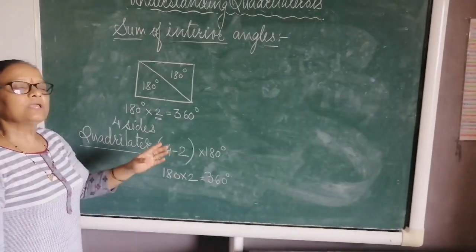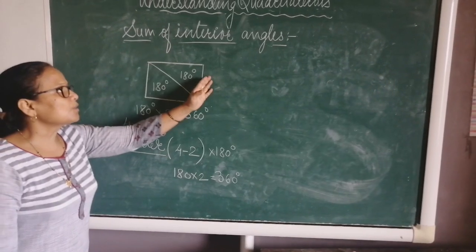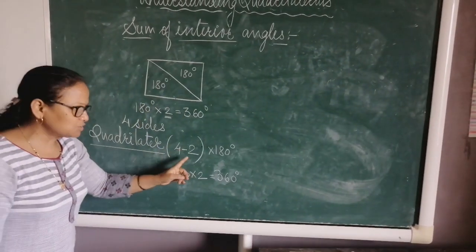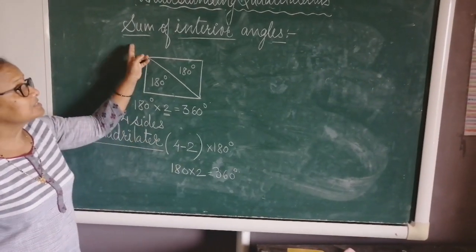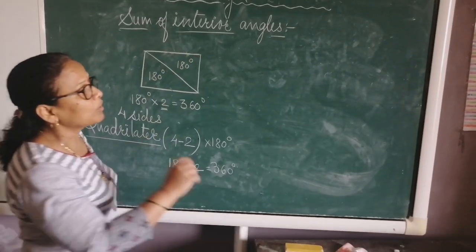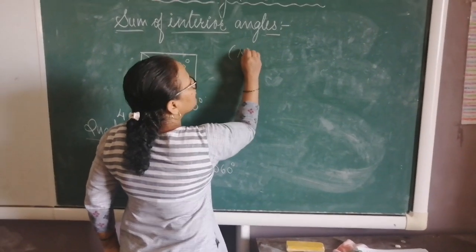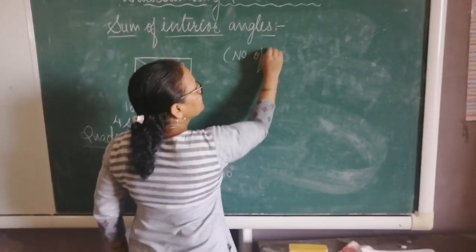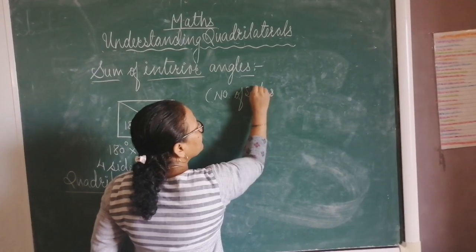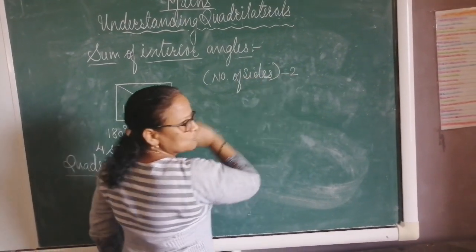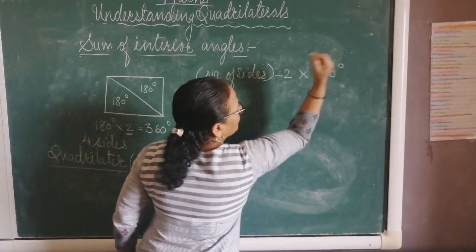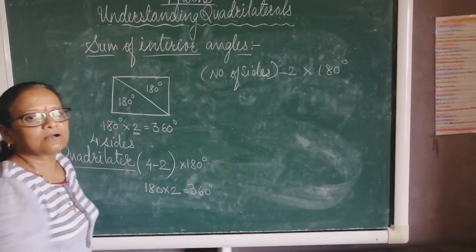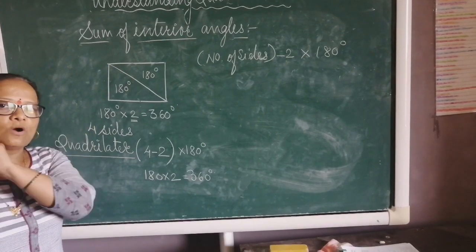Here, what you have to do is simply take the number of sides minus 2, multiplied by 180. Means to find the sum of the interior angles, the formula will be the number of sides of that polygon minus 2, multiplied by 180 degrees. You will get the sum of the interior angles of that polygon.